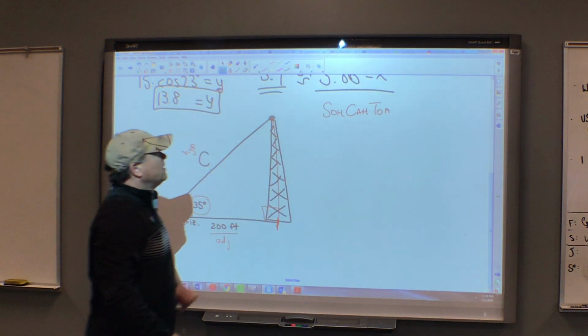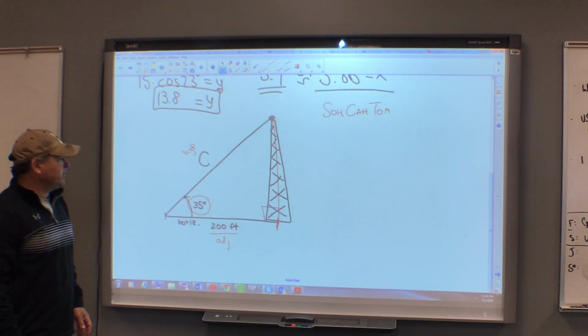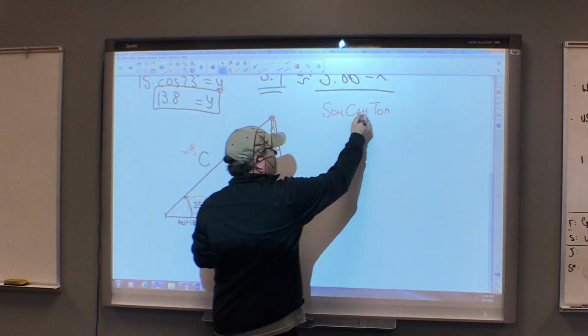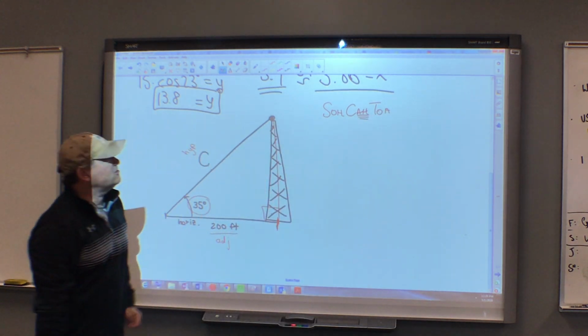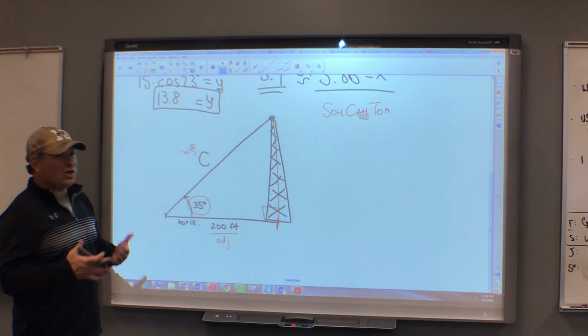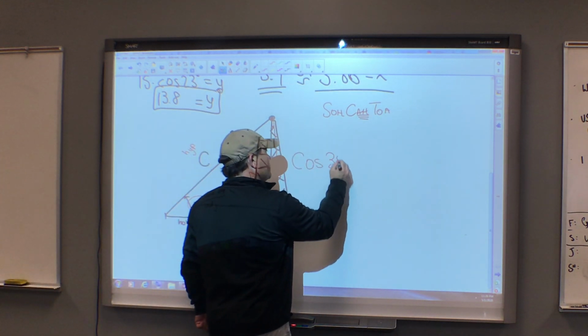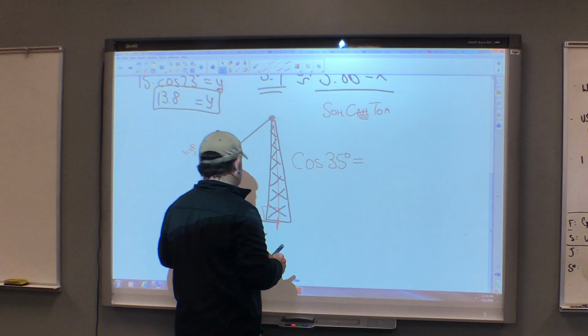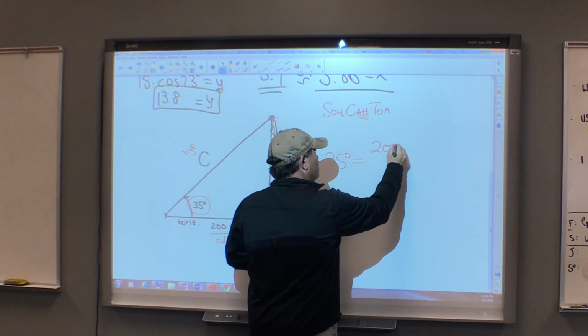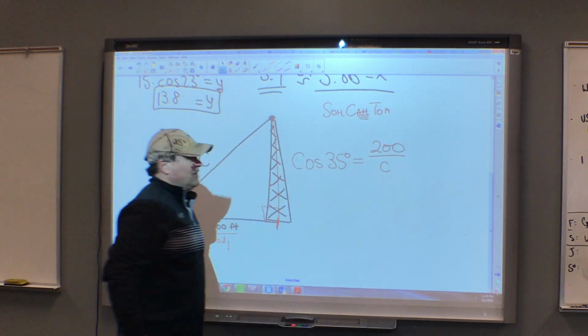SOH CAH TOA setup. So let's just see what we got. We got adjacent and hypotenuse. Boom, adjacent over hypotenuse. So that's going to be the cosine function. So I'm setting up cosine of 35 degrees equals the adjacent, which is 200, over C.